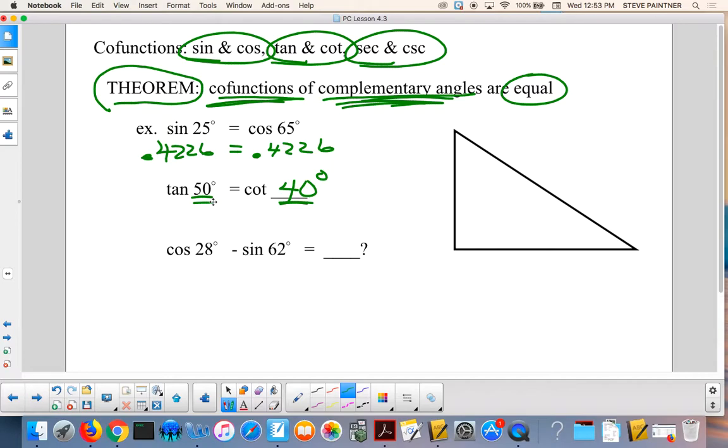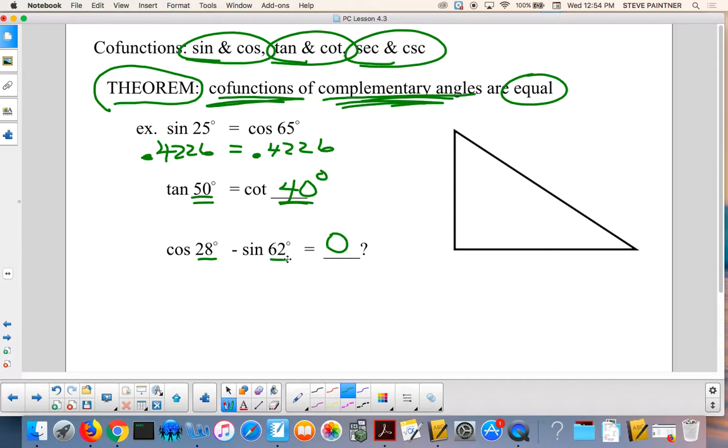Okay. Next one, cosine of 28 subtract sine of 62. You guys, you're not supposed to punch this in, you're supposed to know the answer. Why 0? Because 28 and 62 are complementary. They add up to 90. These are cofunctions, they go together.